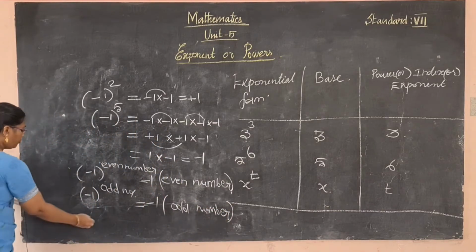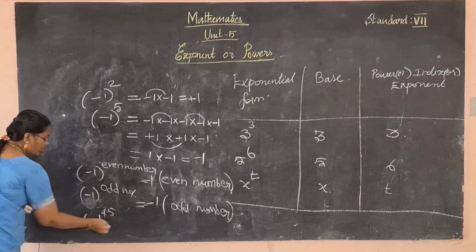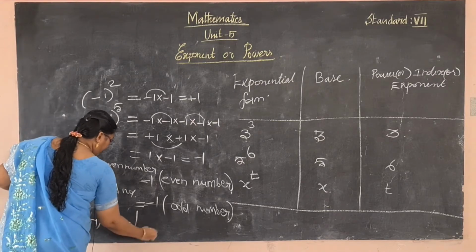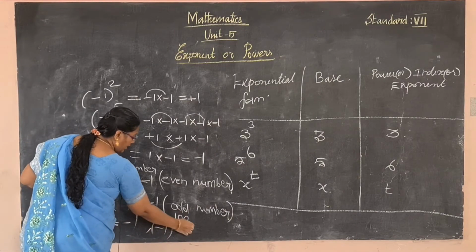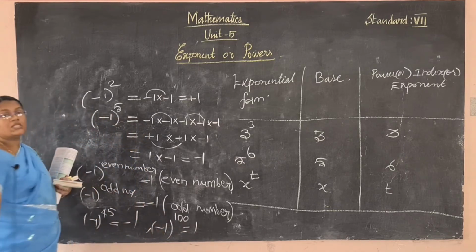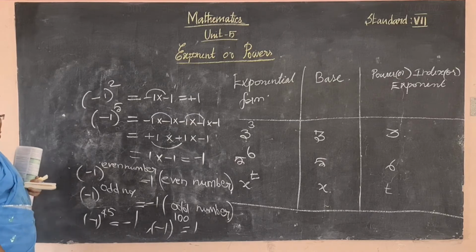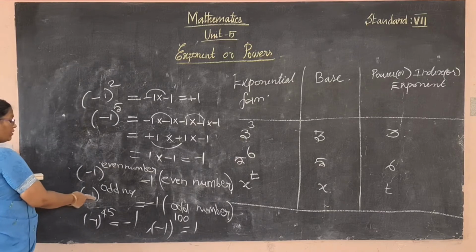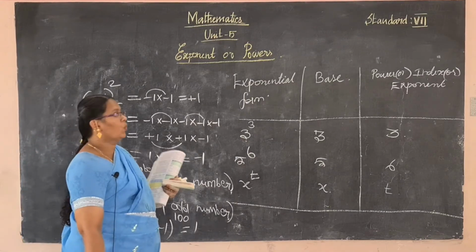So what is the value of minus 1 power 45? We get the answer negative, minus 1, because 45 is an odd number. And for example, another one, minus 1 power of 100. 100 is an even number. We get the value 1. So the base value is minus 1, the power is even, we get 1. And the base value of minus 1 with the power an odd number, we get the answer minus 1.